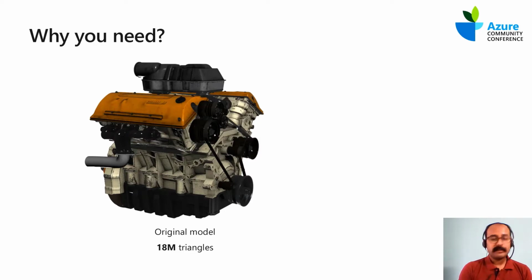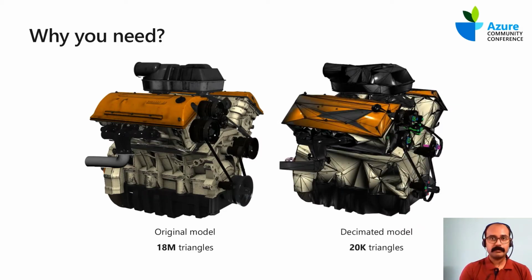Now, what happens when it has been downscaled to render it on untethered devices that don't have much computation power? You'll have to decimate to a greater extent. But the problem with decimating is, beyond a point, it will start deforming, it will lose its structure, it will lose its shape. So this is how the model looks when you decimate it to 20K triangles.